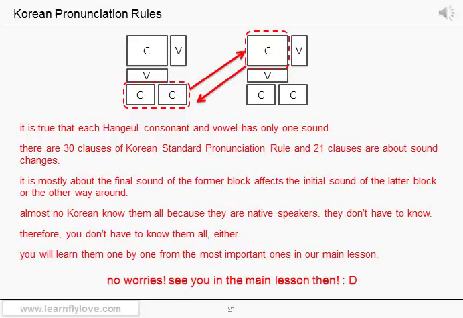But the good news is, almost no Koreans know them all exactly. Well, because they are native speakers, they don't have to know. They learned how to speak first before they learned how to write. Even though they learned all the rules in their school days, nobody really can tell what they were. Therefore, you don't have to know them all either. You don't have to wrap your head around them and try to memorize them all. You will learn them one by one, from the most important ones, in our main lesson. So don't worry too much.